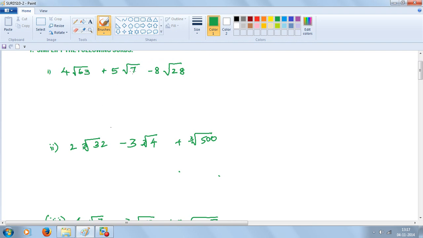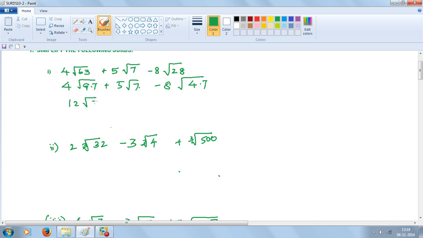Here 5 root 7 is there. So here this also will make it 4, this will make it 9 multiplied by 7. So 9 we can take out. Root 9 is 3. Next, here we can make 4 sevens are 28, so 4 multiplied by 7. So root 7 is common in all. This factor, if you take root 9, it is 3. 3 multiplied by 4, it is 12.